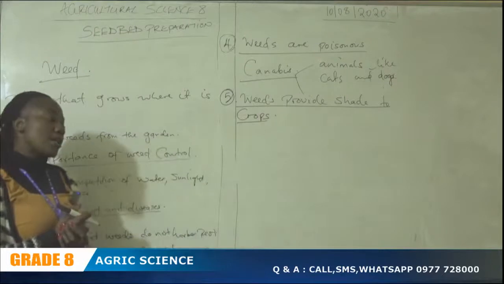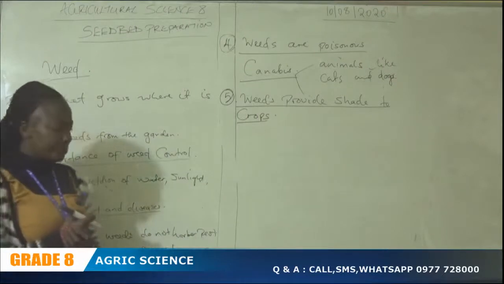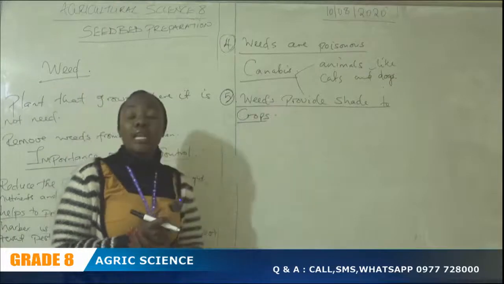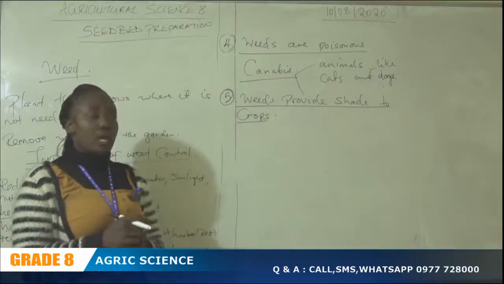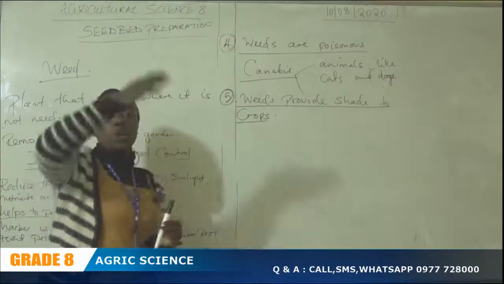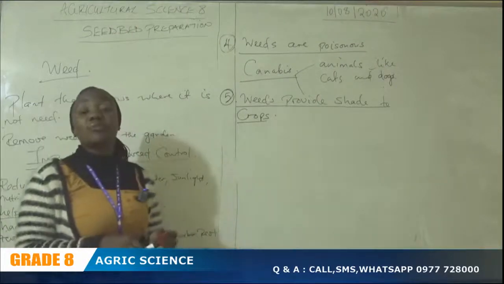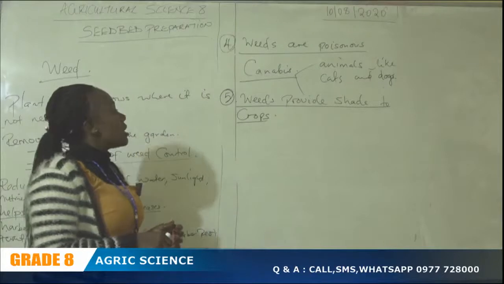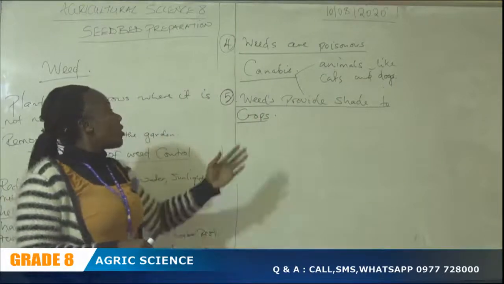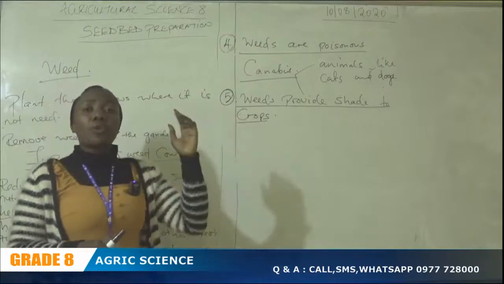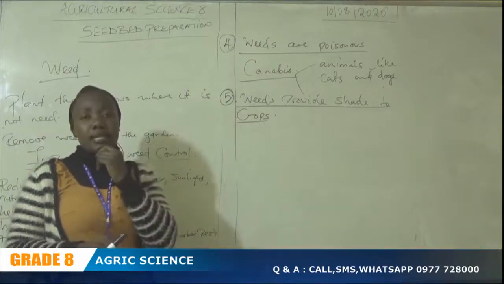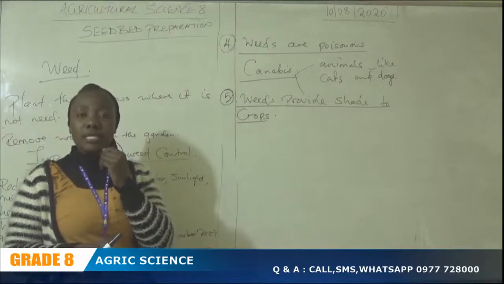When you've grown leafy vegetables in the garden and a weed like grass comes in the garden, you concur with me that the weed will be taller than the crops that we've grown. They'll be providing shade to the crops. The problem comes in that for crops to grow and to make their own food, they need what? Sunlight, by the process called photosynthesis.